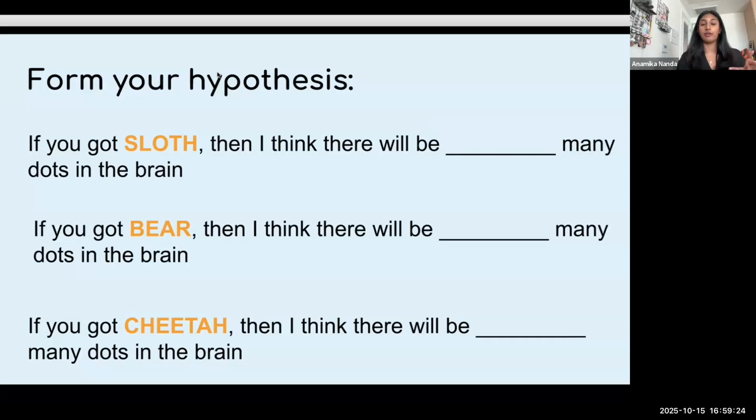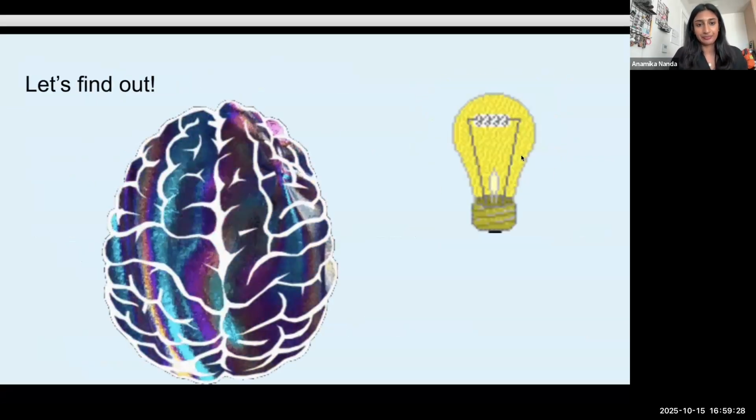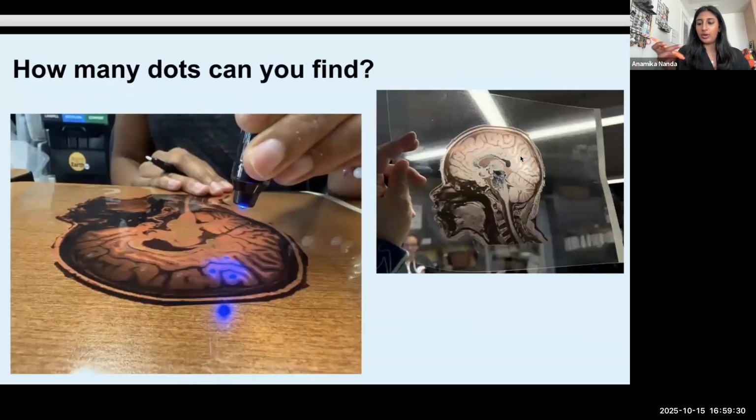So now, based off of what brain scan you got for your animal, let's find out. If you remove the cap from your pen, you're going to be able to turn the pen on, and it's called a black light. And then if you hold it up to your brain scan, you'll be able to find dots. So I want everyone to take some time to count how many dots they're able to find. And you want to look all over the brain scan.